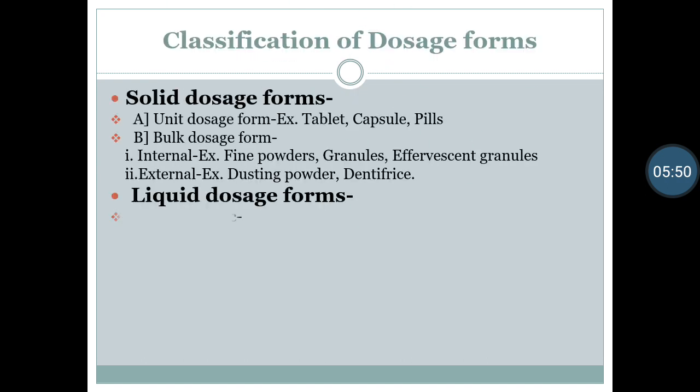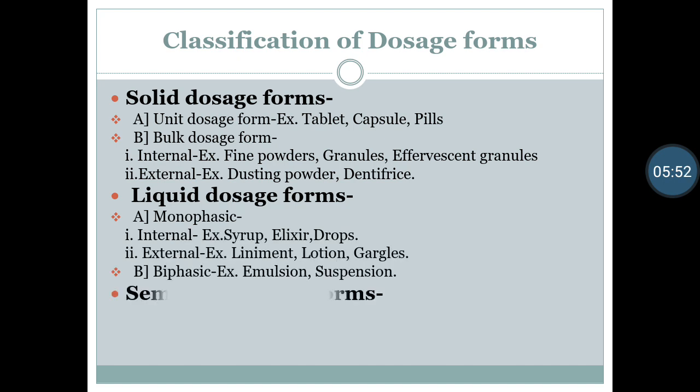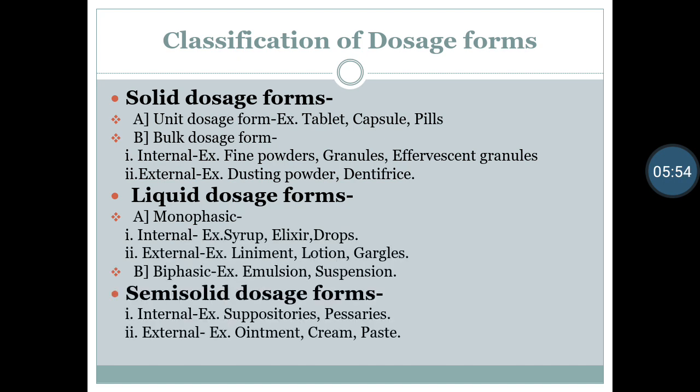Classification of dosage forms. This topic can be asked for 3.5 or 4 marks. Dosage forms are classified into 3 types: solid, liquid and semi-solid dosage forms. Solid dosage forms are of 2 types: unit dosage form and bulk dosage forms. The examples of unit dosage forms are tablet, capsule, pills, etc.